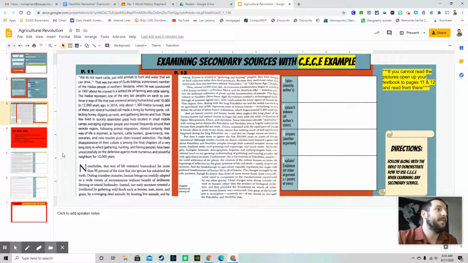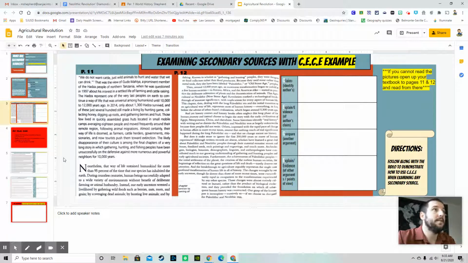Nonetheless, the way of life sustained humankind for more than 95% of the time that our species has inhabited the earth. During countless centuries, human beings successfully adapted to a wide variety of environments without benefit of deliberate farming or animal husbandry. Instead, our early ancestors wrested a livelihood by gathering wild foods such as berries, nuts, roots, and grain, by scavenging dead animals, by hunting live animals, and by fishing. Known to scholars as gathering and hunting peoples, they were foragers or food collectors rather than food producers. Because they used stone rather than metal tools, they also have been labeled Paleolithic or Old Stone Age peoples.